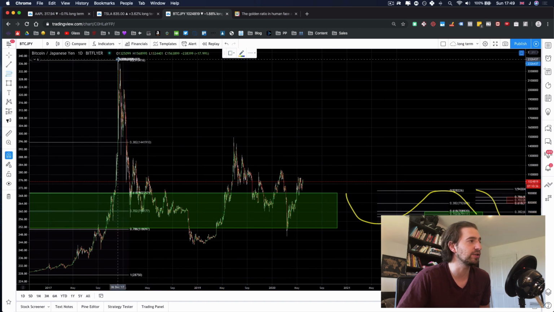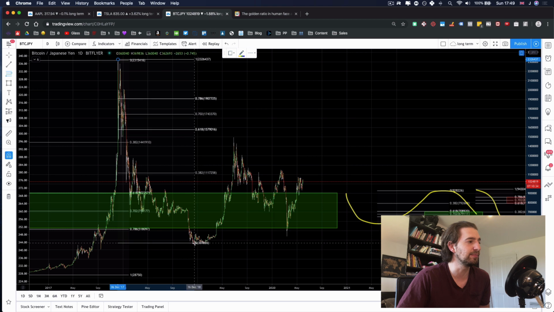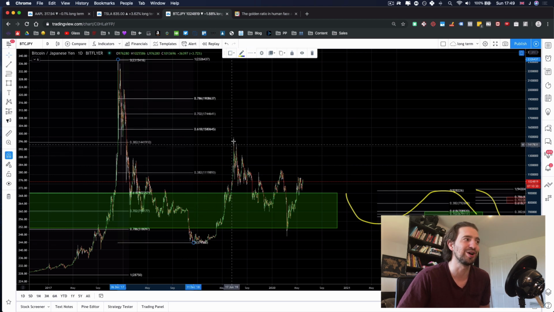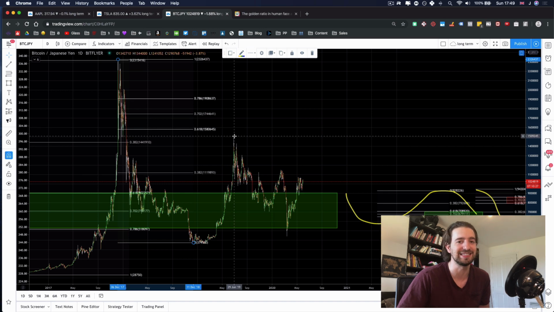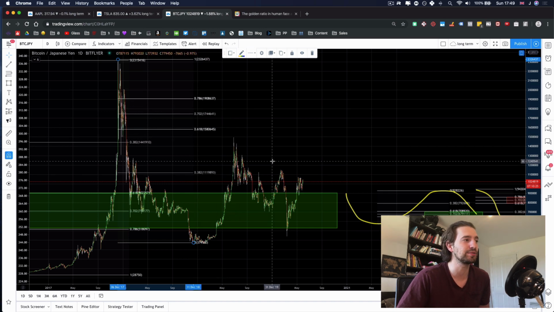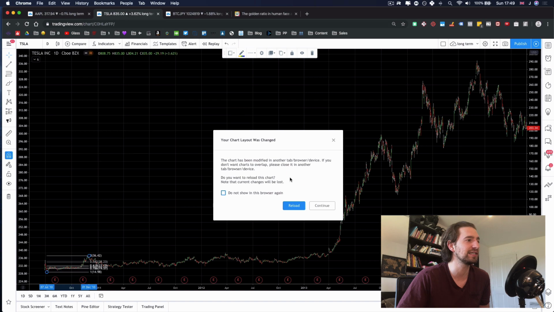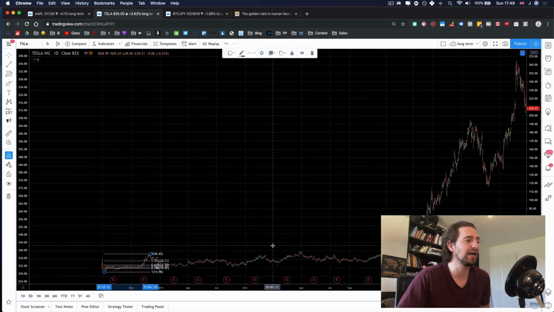How much is the market going to retrace after this big down move? Big down move. And you can see the market came so close to this 61.8. Okay, so these are the retracement areas. And I'll show you this on Tesla, and then I'll break down why these are the numbers.